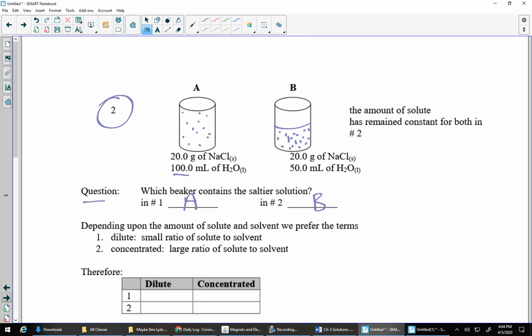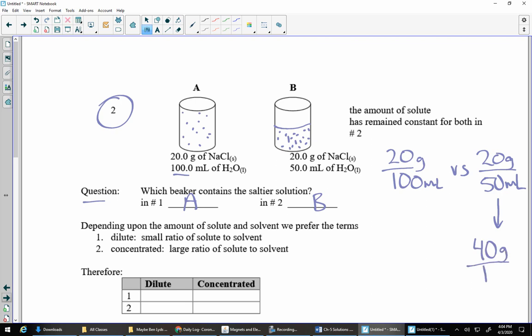So an easy way to think about this: it is 20 grams in 100 milliliters versus 20 grams in 50 milliliters. The trick is to make that bottom unit the same. So 20 grams in 50 milliliters is realistically 40 grams in 100 milliliters, right? And then we're doing the mass per unit volume, volume being 100 milliliters. So it makes it a lot easier if we put it into the same thing.